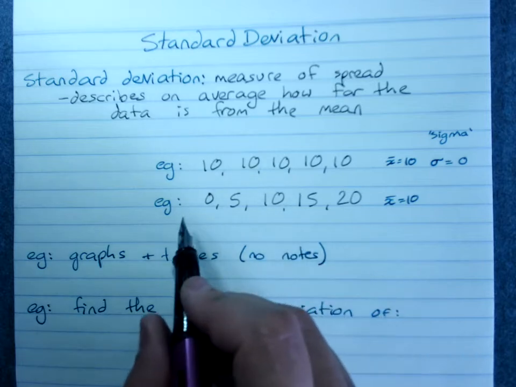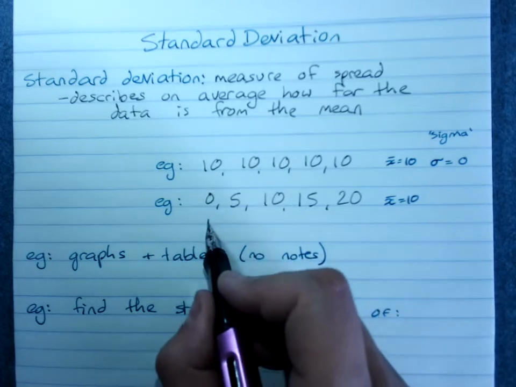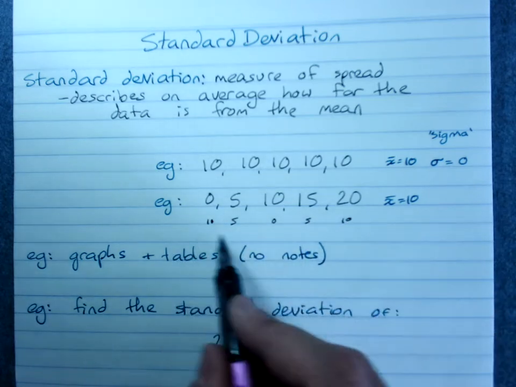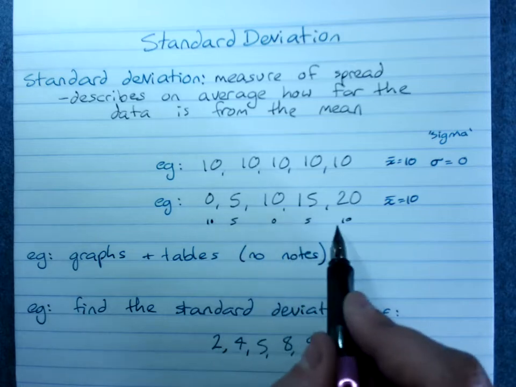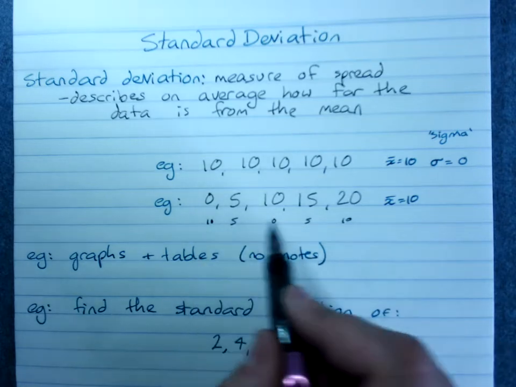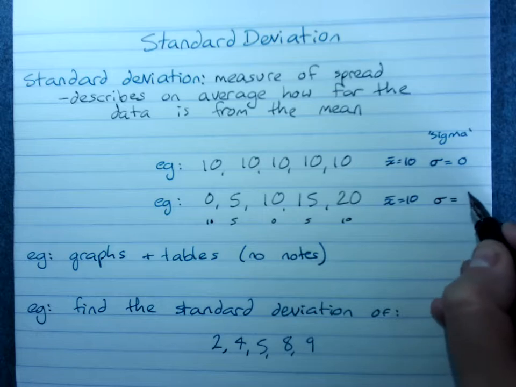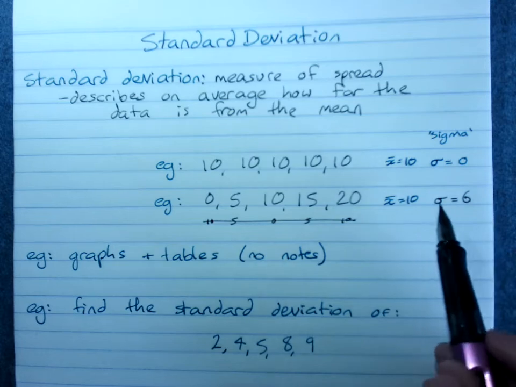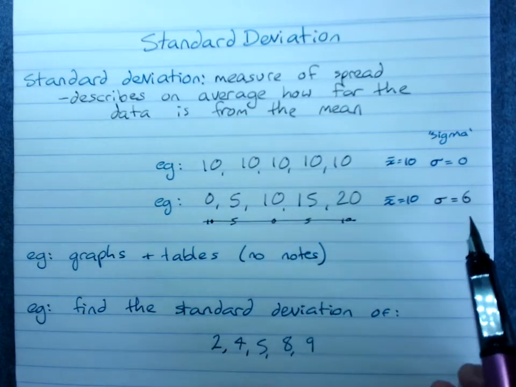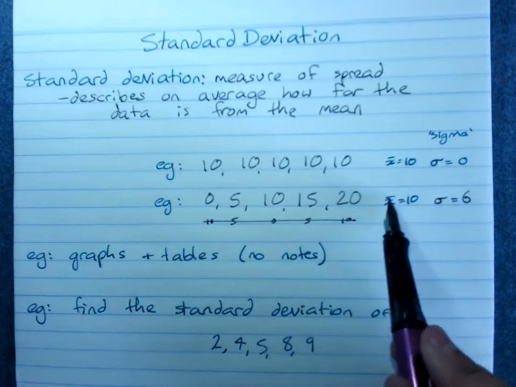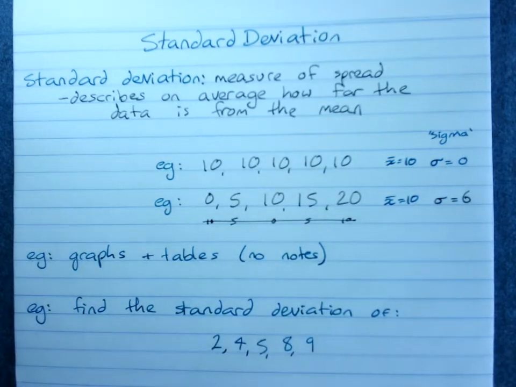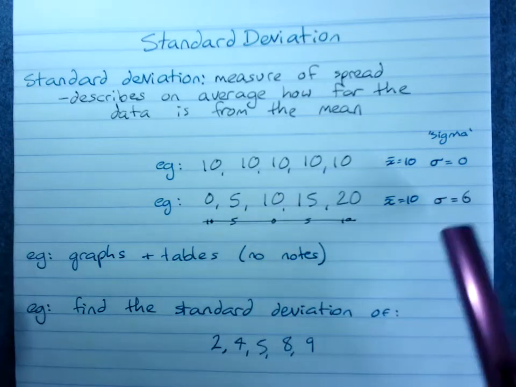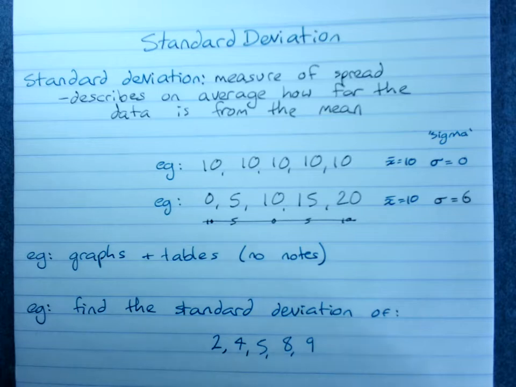If 10 is the mean, then the distance from the mean for each of these, this is 10 away, this is 5, this is 0, this is 5, this is 10. If I averaged the distances from the mean, that's 30 divided by 5, the standard deviation here is 6. That is, on average, each data point is 6 points away from the mean of 10. So this is standard deviation. The calculation is a bit more complicated to deal with the maths, but that is roughly how it's done.